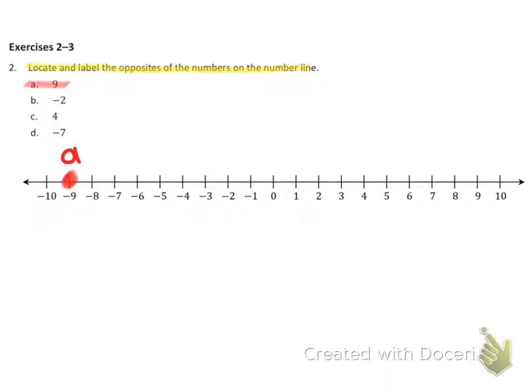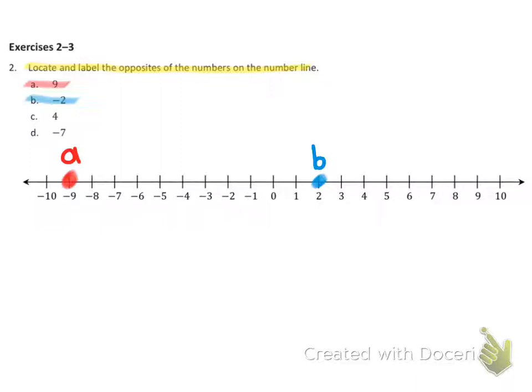Let's look at letter B. We have negative 2. But again, I'm labeling the opposite. So the opposite of negative 2 is positive 2. So I label that point B. Pause the video. Do the next 2 on your own, and then when you're ready, continue.